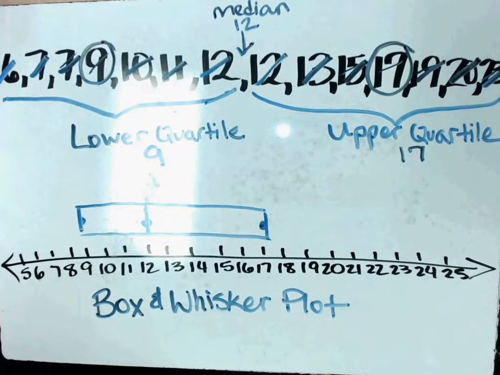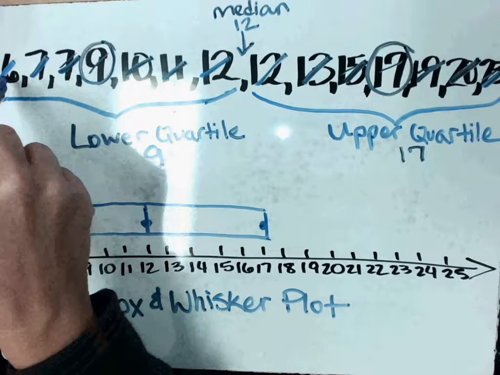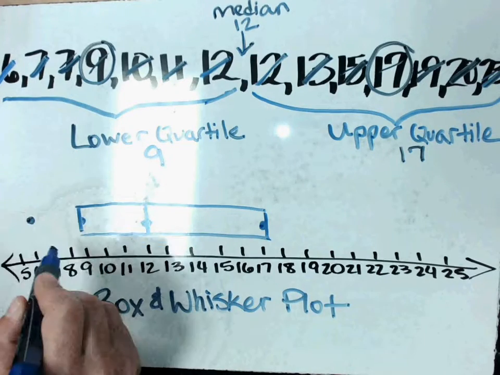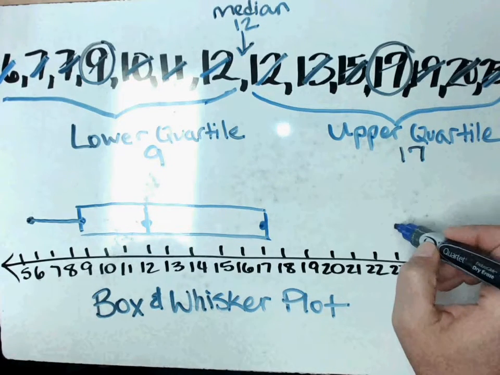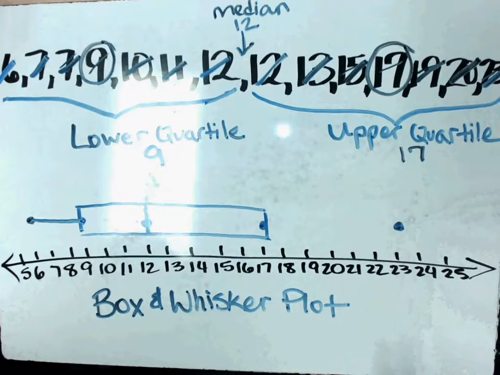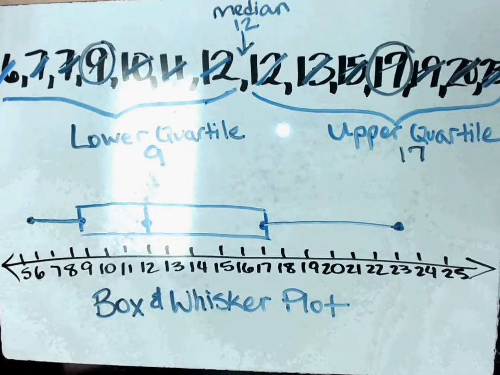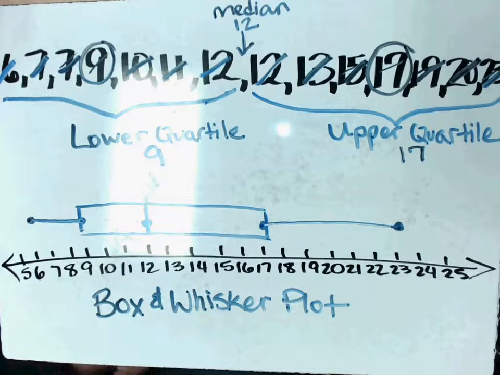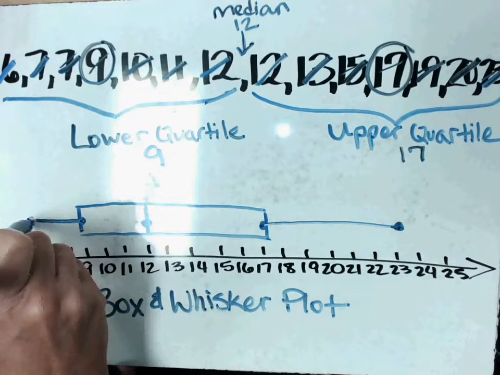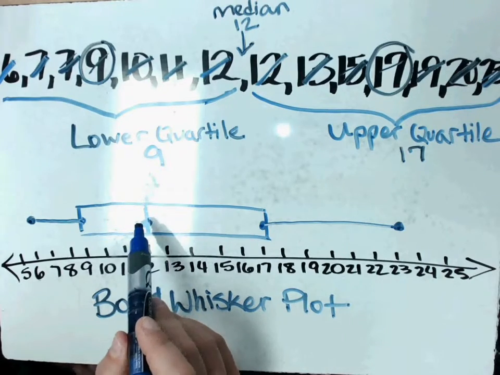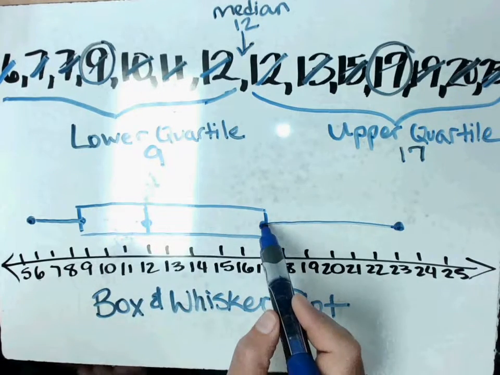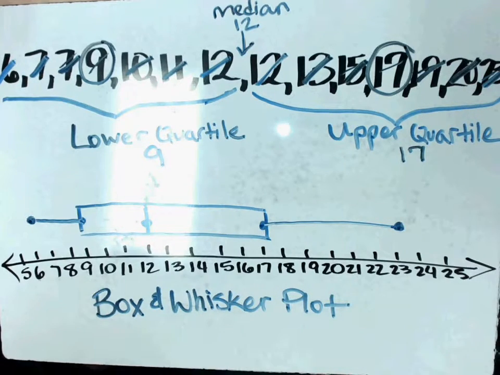Now we're going to put a dot at the lowest number in our data set, which was 6. So we're going to put a dot here and make a whisker, just a line. Then we're going to put a dot at 23, the highest number in our data set, and put our other whisker. So there is a box and whisker plot. Okay, it shows from our lowest number to our lower quartile, the median of all of our numbers, the upper quartile, and then the highest number in the data set. That makes a box and whisker plot.